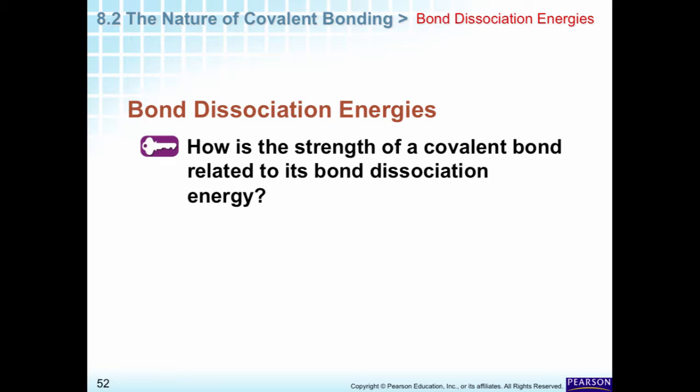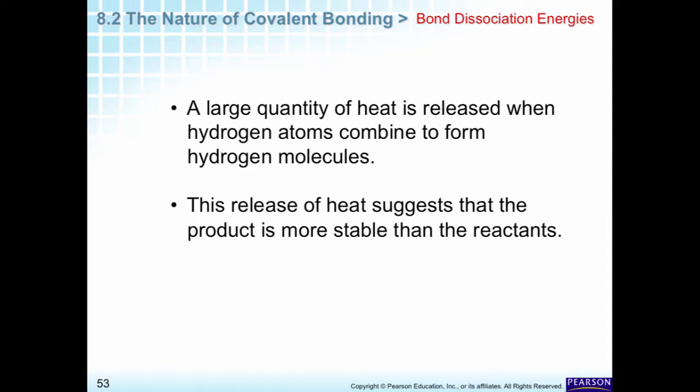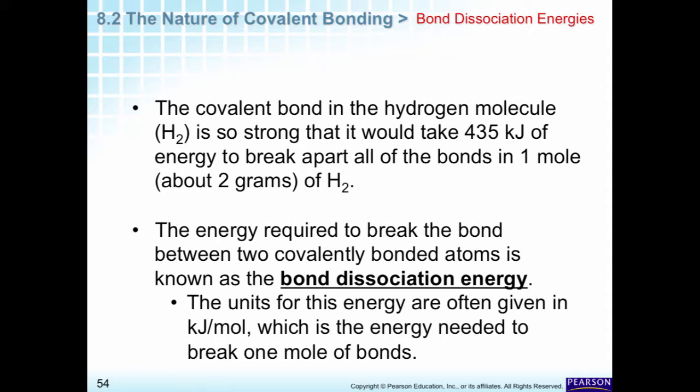Okay, we can also determine the strength of a covalent bond by looking at something called bond dissociation energies, meaning how much energy is required to break a bond. Or combine them, they're kind of interchangeable. A large quantity of heat is always released when hydrogen atoms combine to form hydrogen molecules, and the release of heat suggests that the product is more stable than the reactants. So when you form the bond, energy is released. So the bond dissociation energy would be 435 kilojoules to break that bond apart.